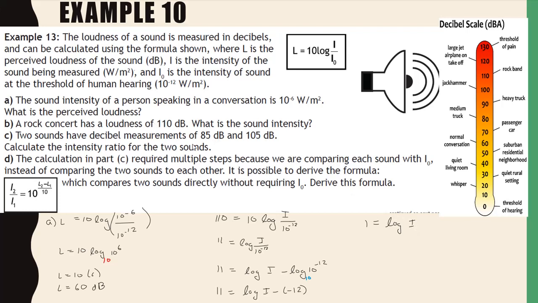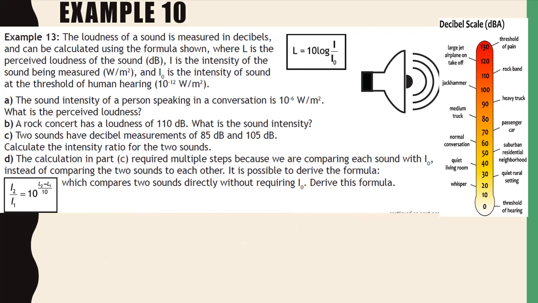I'll write that 10 in there again just to make it a little bit more clear what's going to happen. We need to write this in exponential form now. So I've got 10 to the power of, this should be a negative 1, equals I. And there is our answer to our question. Our intensity of sound is going to be 10 to the power of negative 1.